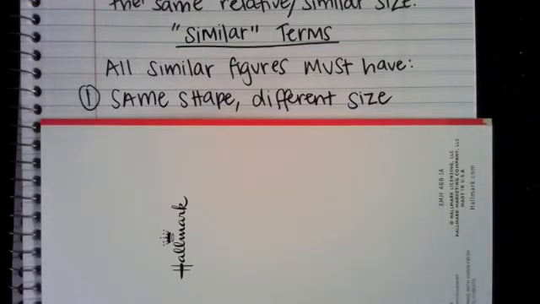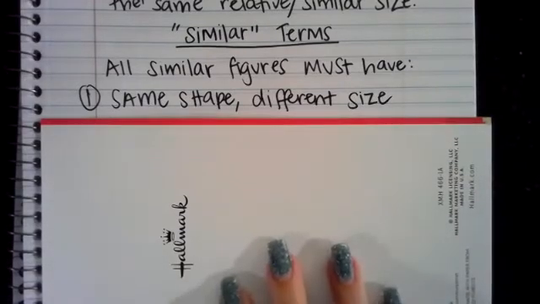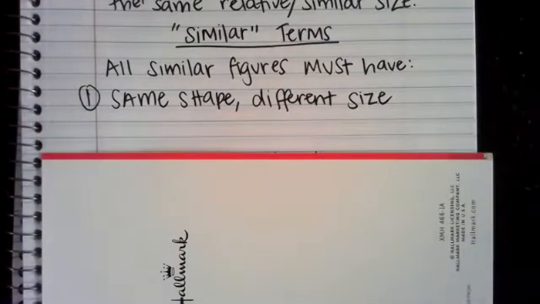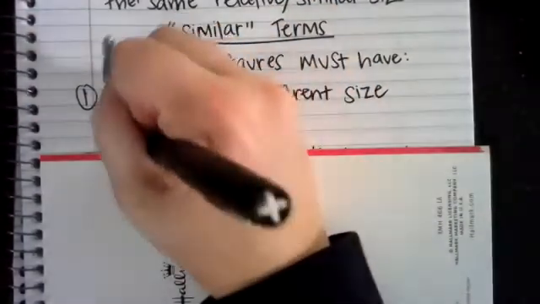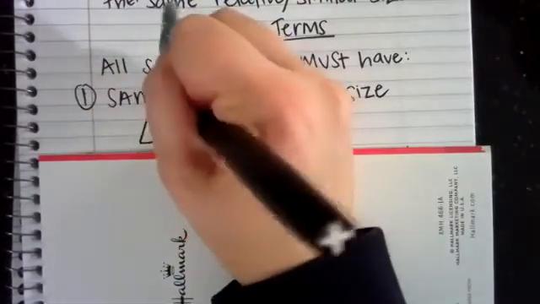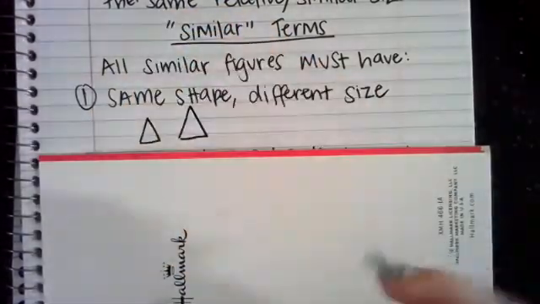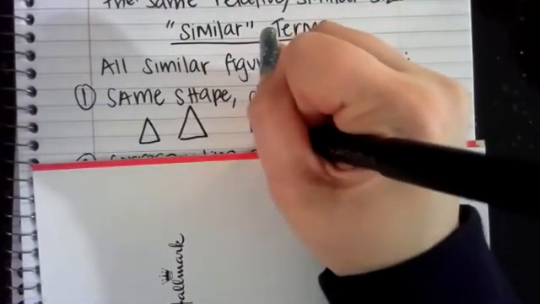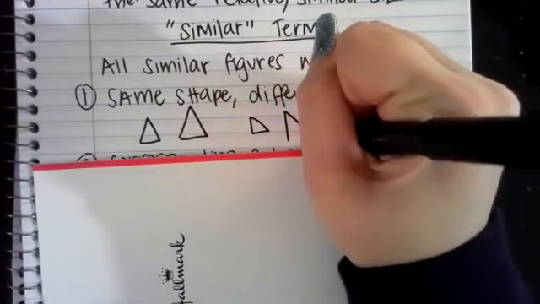So they have to be the same shape, but they have to be different sizes. If you're comparing the same shape and they're the same size, then you would say those are equivalent figures to each other. But for similar figures, they're the same shape and different size. That's one aspect of being a similar figure. So let me draw you some examples. Let's say we have a small triangle, but then a larger triangle. Let me draw a different kind of triangle: a right triangle, a baby right triangle, and then a bigger right triangle.